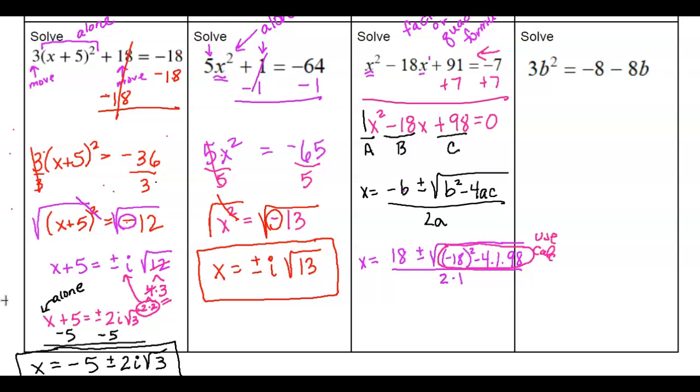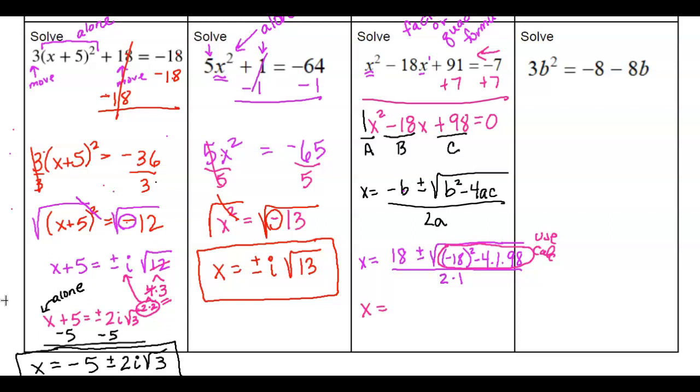All right, so I'm going to go ahead and do that. Make sure you're using your parentheses though. 4 times 1 times 98. So I got negative 68. So I can tell you right now that this equation would not have factored, okay?